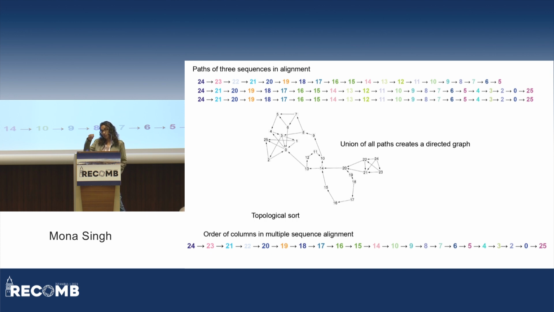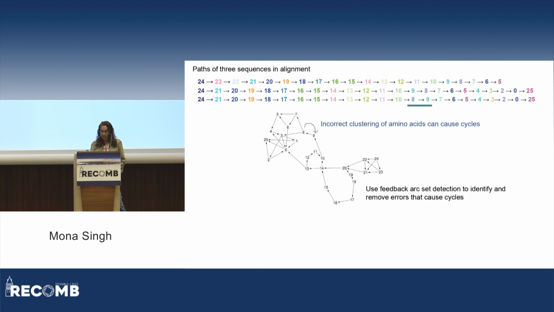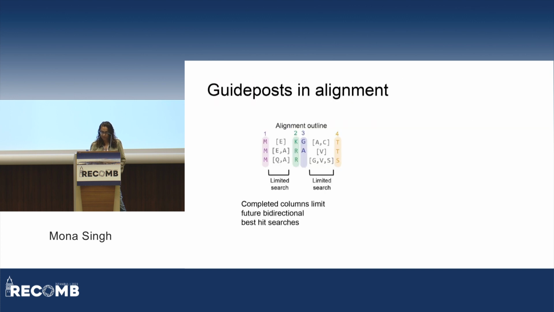And our idea now is we want to figure out what the ordering is. So we want to do a topological sort on this graph. Of course, sometimes you have an error in your clustering. An incorrect clustering of your amino acid can cause cycles in this graph. And so we use feedback arc set detection to identify and remove these cycles. And once you have that, you can do the topological sort.